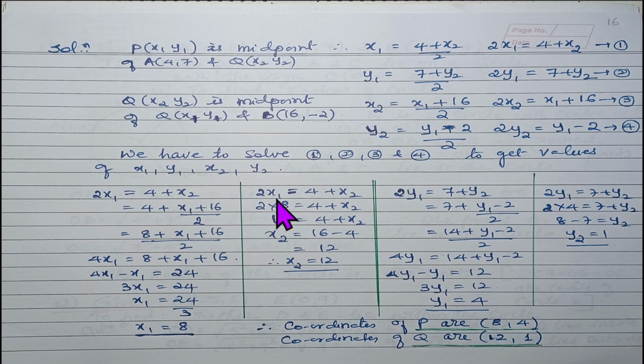Now coming to the again 2x1 is equal to 4 plus x2, put the value of x1 here, that is 2 into 8 is equal to 4 plus x2, therefore 16 is equal to 4 plus x2, x2 is equal to 16 minus 4, and we got x2 as 12. So we got the values of x1 and x2. Now let us go for finding out y1 and y2.